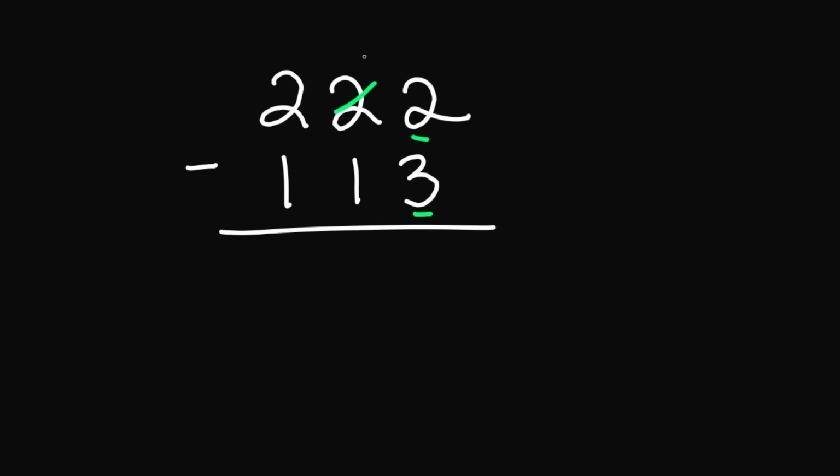This 2 is going to become a 1. This 2 here is going to become a 12. So now I have 12 minus 3. That's going to give us 9. And then we have 1 minus 1. That's going to be 0. And then in your hundreds place, you have 2 minus 1. That's going to be 1. So your final answer is 109.